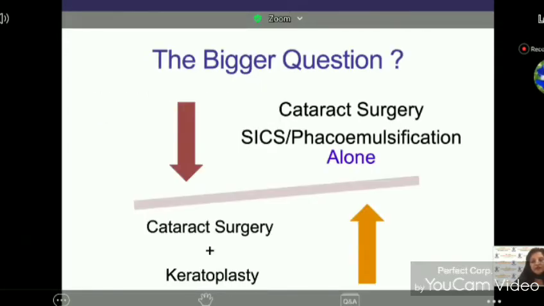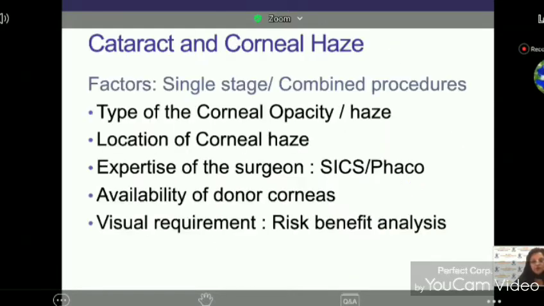Whenever you have a case of cataract surgery with a corneal opacity, the bigger question is whether you will do a cataract surgery alone or combine it with a corneal transplantation procedure. You can do any kind of cataract surgery. It could be SICS, it could be phaco. The important thing is that you should be well versed with it.